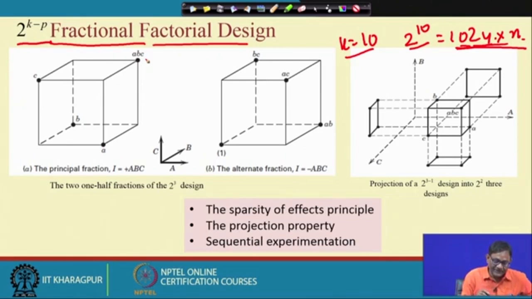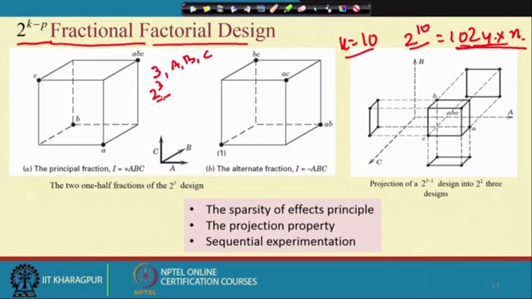Let us assume that you have three factors A, B and C, and you are doing a 2 to the power 3 factorial design, 2 to the power k type. You are basically accepting this. Then you require 8 independent runs. And if you use a replication it will be 8n, but you do not have that much money or resource, materials not available or operators not available, you cannot do this.